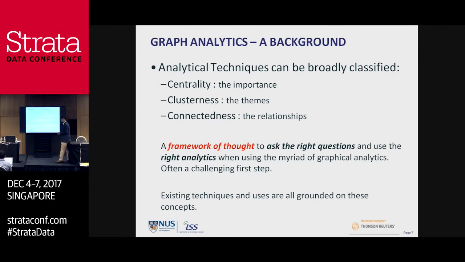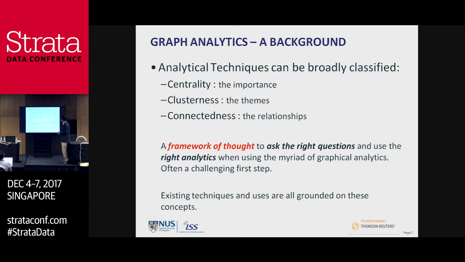The third C is connectedness. It's about the relationships between nodes, between a friend and another friend. So the 3 C's form a framework of thought for how you want to extract insights from your graph. And that's essentially the main topic of our presentation and what we want to share with you.